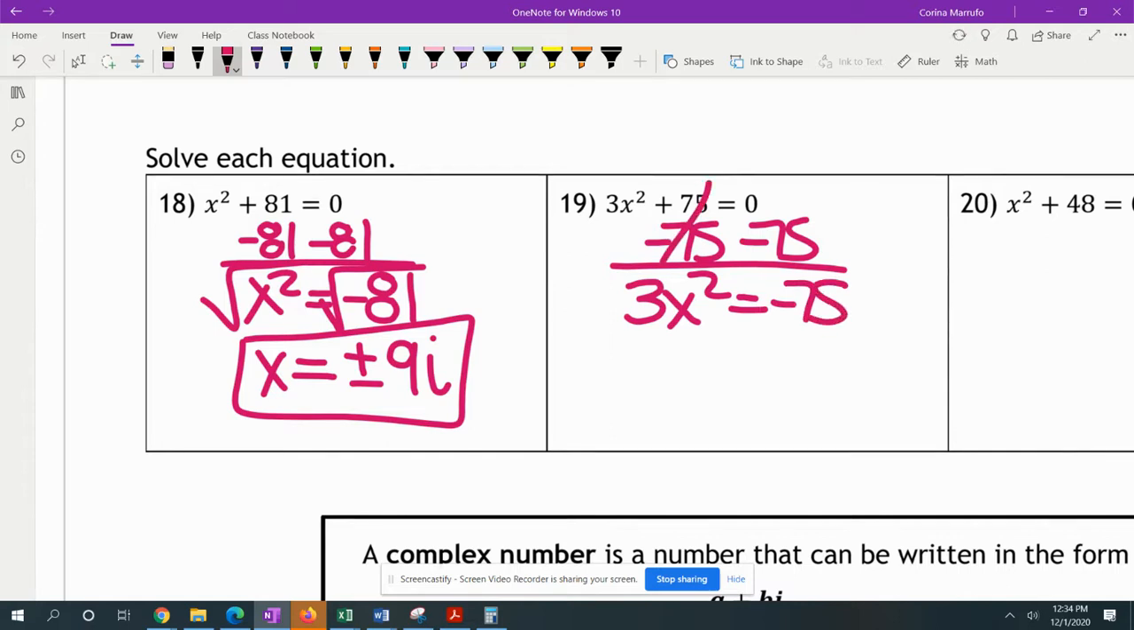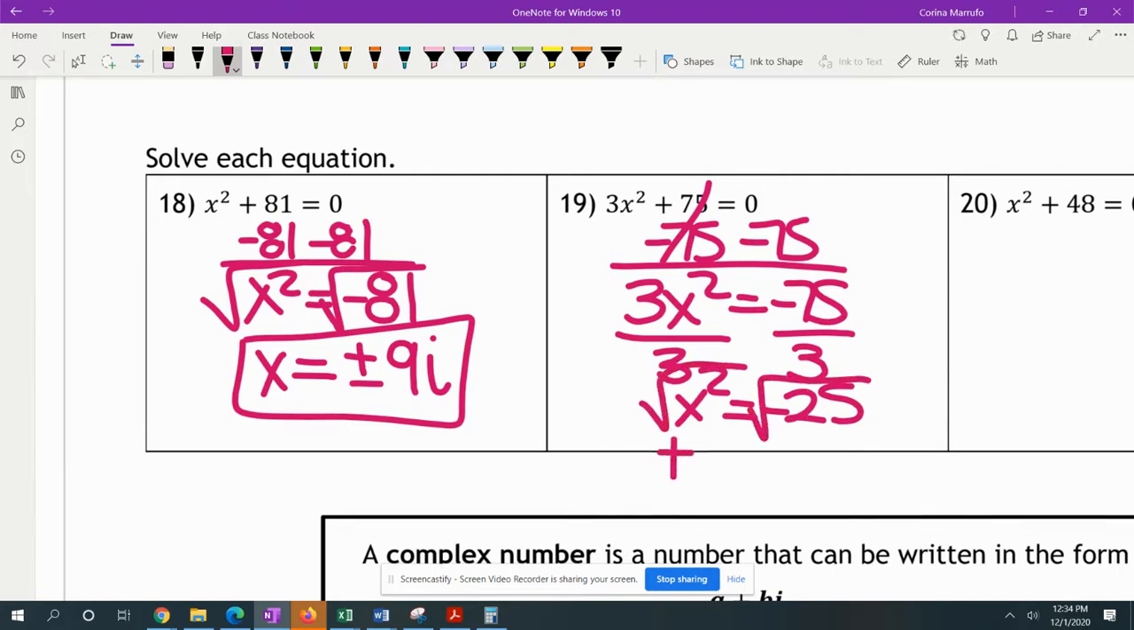Okay, then we have this 3 being multiplied with the x. So before we take the square root, we do need to get rid of that 3. And we're going to do that by dividing both sides by 3. So we get x squared equals negative 25. So now when we take the square root of both sides, we are going to get x equals, the square root of 25 gives us 5, but it's going to be imaginary because it was a negative 25.